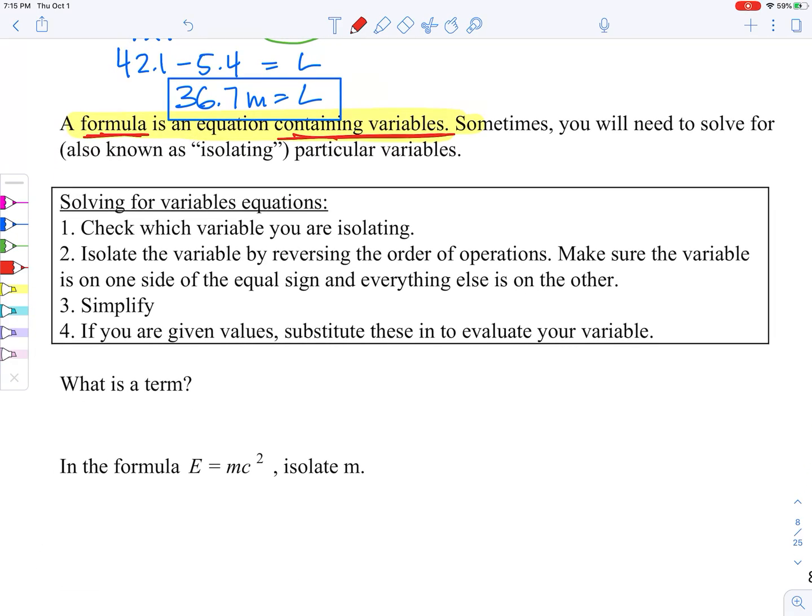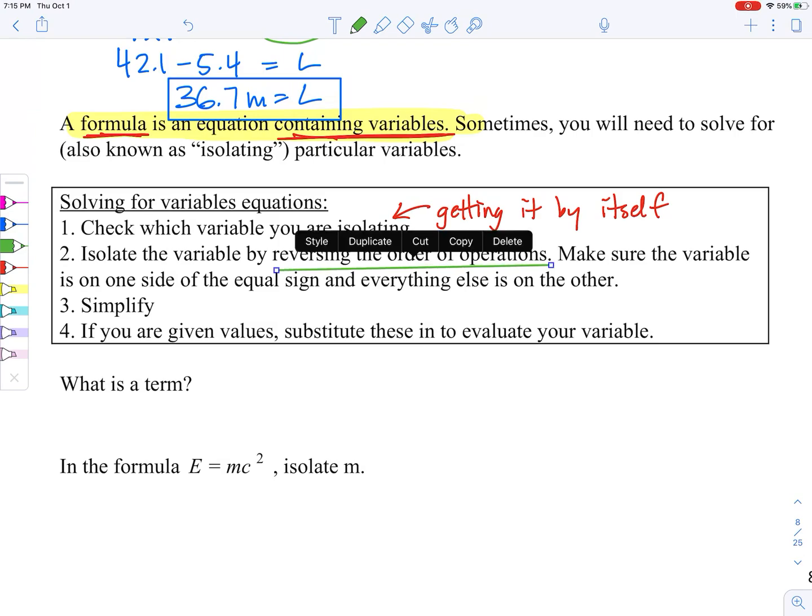So we're going to have 4 steps. Step 1, check which variable we're isolating. Remember, isolate means we're getting it by itself. Step 2, isolate the variable by reversing the order of operations. This part, reversing the order of operations, this is SAMDEB.